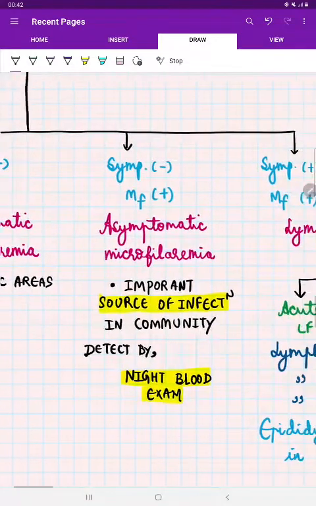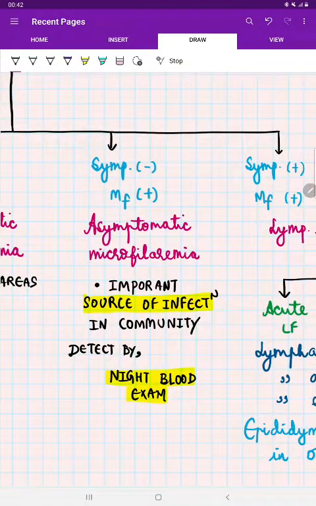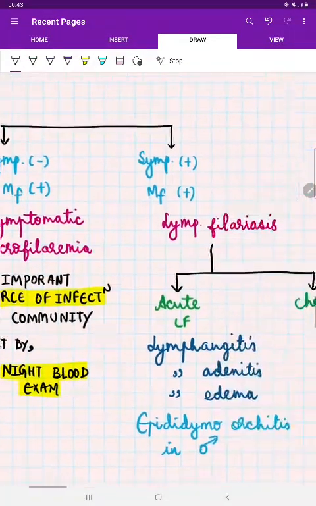Next, symptoms are not present, but microfilaria is present. That means asymptomatic microfilaremia. This person is the most common source of infection in the community. This is detected by night blood examination. Why night blood? Because nocturnal periodicity is the marker for lymphatic filariasis. Only at night, from 10 p.m. to 2 a.m., the microfilaria come into circulation. Only at that time does the mosquito bite, and only by that act does the cycle continue. So microfilaria is seen only at night, hence night blood examination.